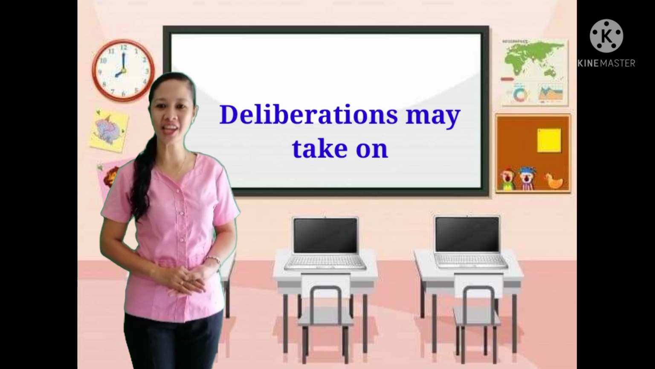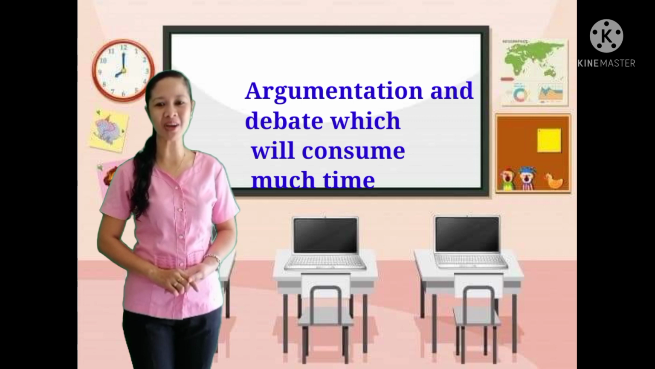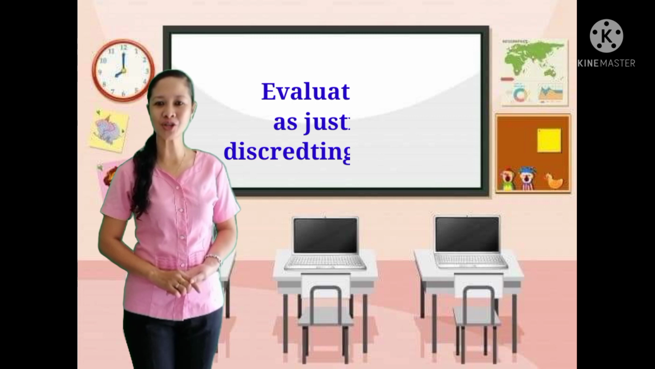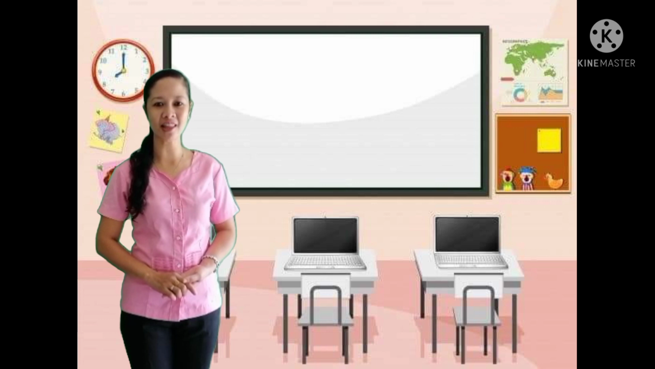Walker's naturalistic model's disadvantages are, first, deliberation may take many forms, but the most common forms are argumentation and debate, which consume much time and can cause delay in the curriculum process. Another one is that evaluation is used only as a means of justifying and discrediting the decisions that are made, rather than a self-correcting process that directs practice to the attainment of objectives.